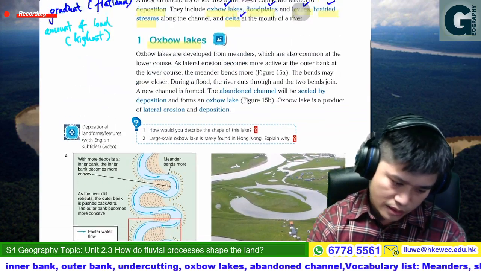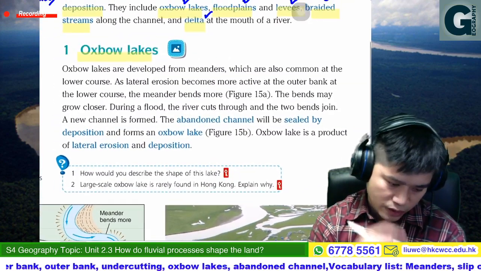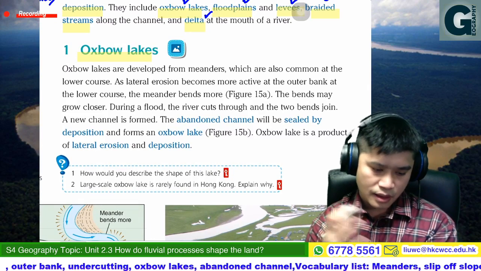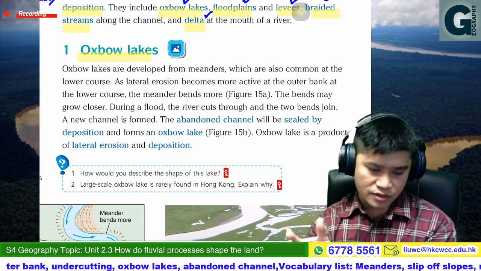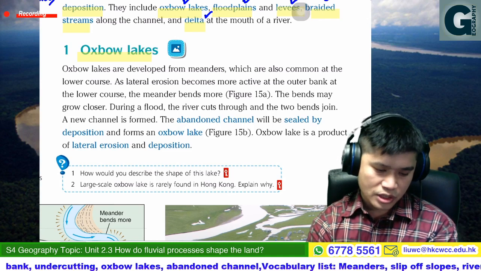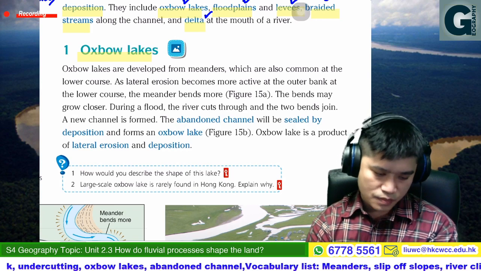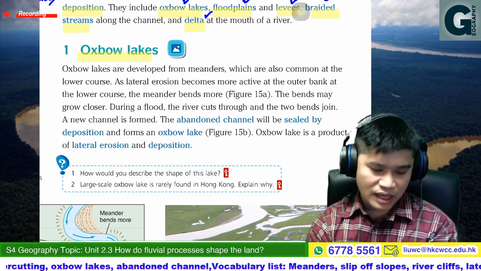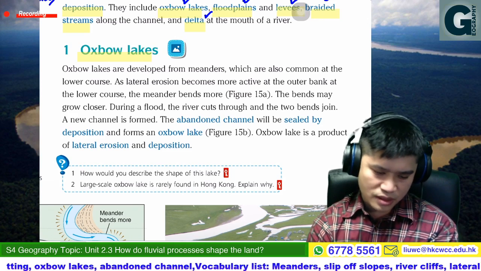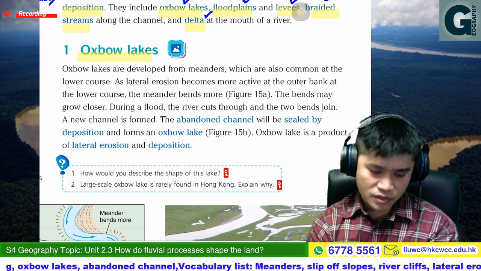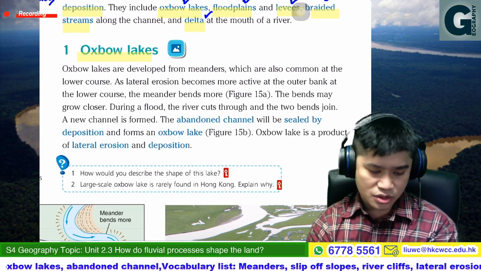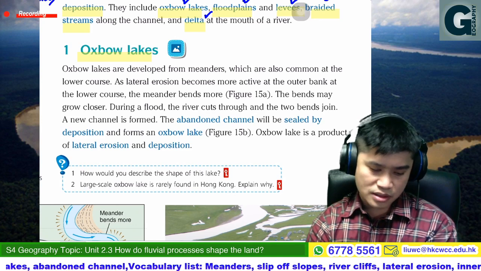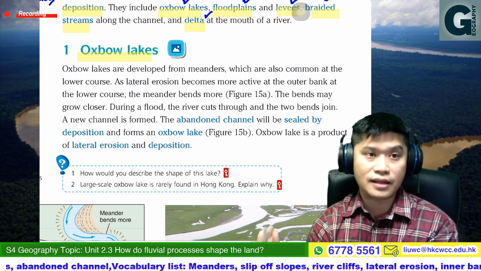Oxbow Lakes are developed from meanders, which are also common in the lower course. As lateral erosion becomes more active at the outer bank in the lower course, the meander bends more. The bends may grow closer during a flood. The river cuts through and the two bends join. A new channel is formed. The abandoned channel will be sealed by deposition and form an Oxbow Lake. Oxbow Lake is a product of lateral erosion and deposition.